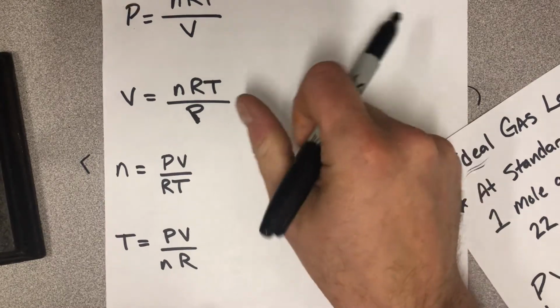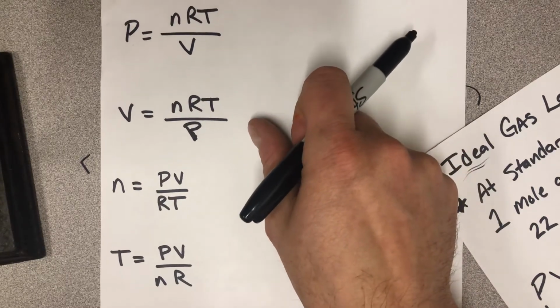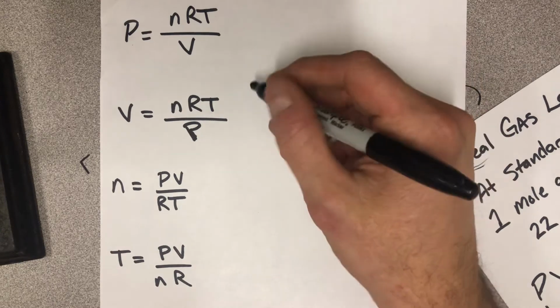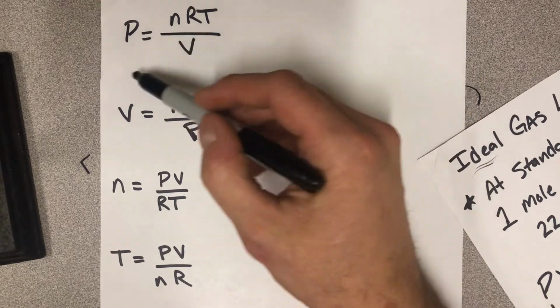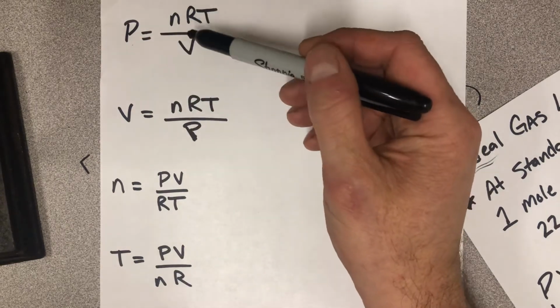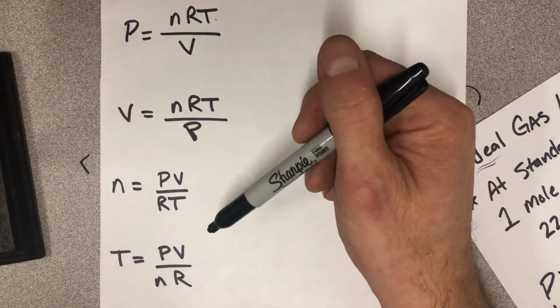So it's a pretty easy topic. I think the main thing is just making sure that you be sure to make your pressures atmosphere, your volume liters, and your temperature Kelvin. All righty.